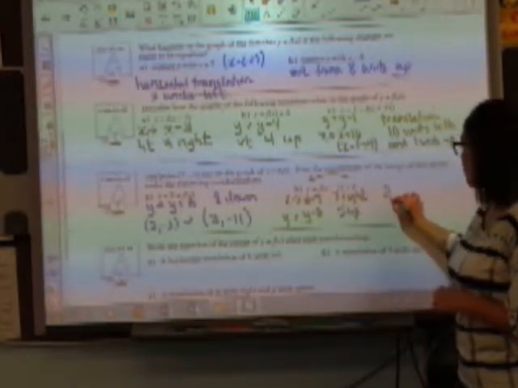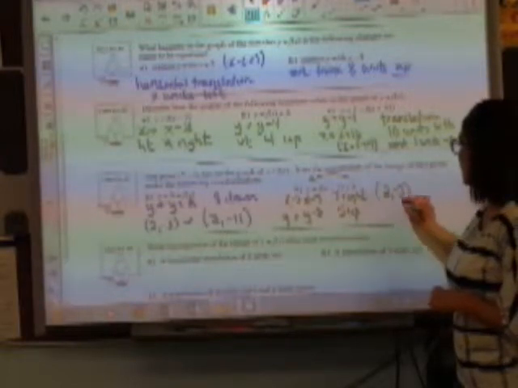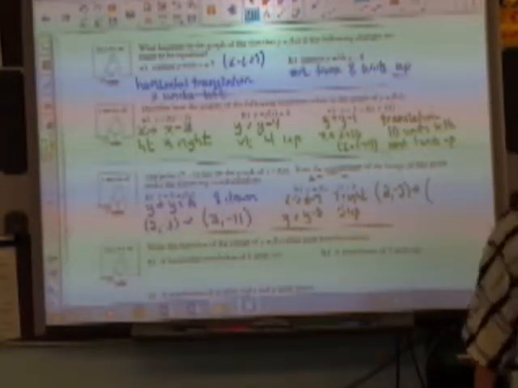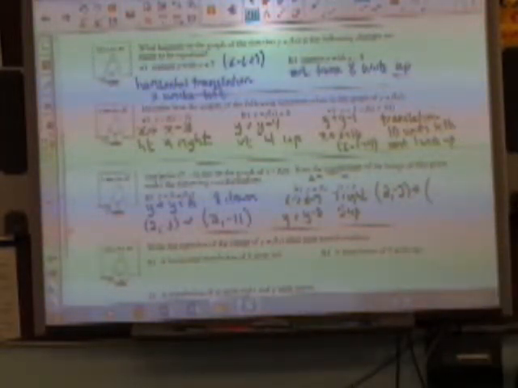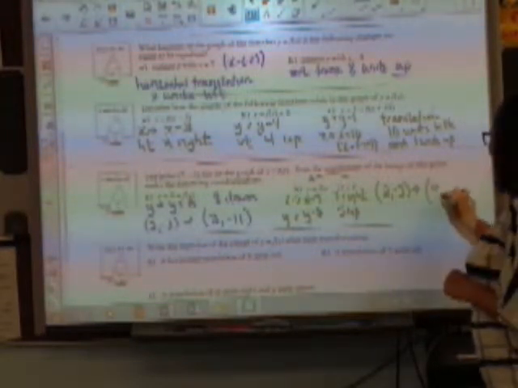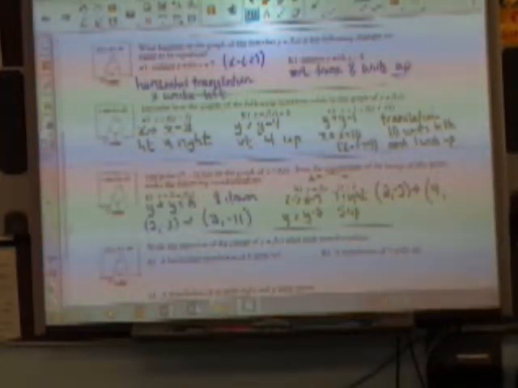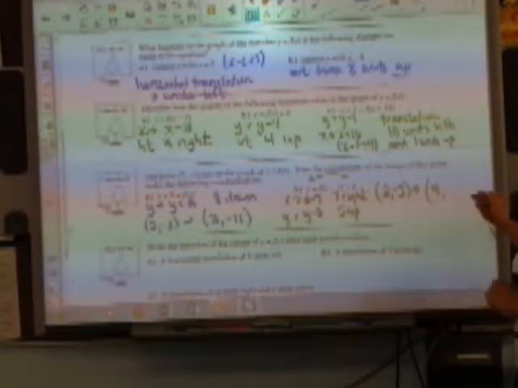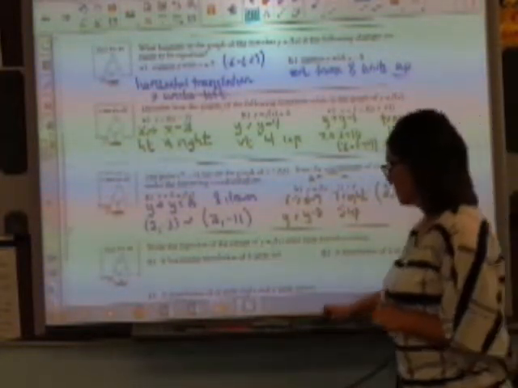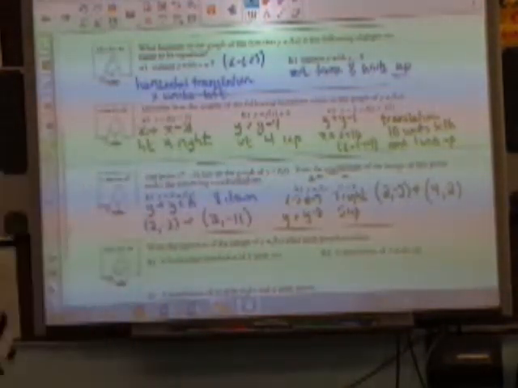So if I take the point 2 and negative 3, if I go 7 to the right, where do I end up? Nine. And if I'm at negative 3 and I go 5 up, where do I end up? 2. That's my new coordinate.